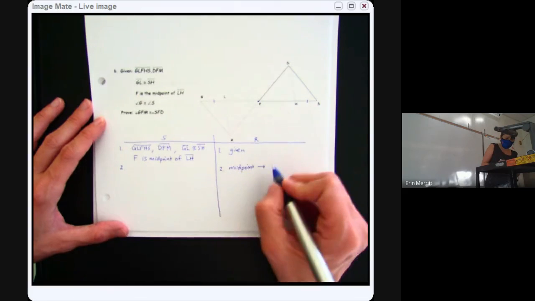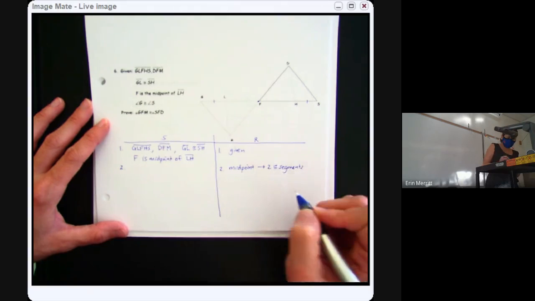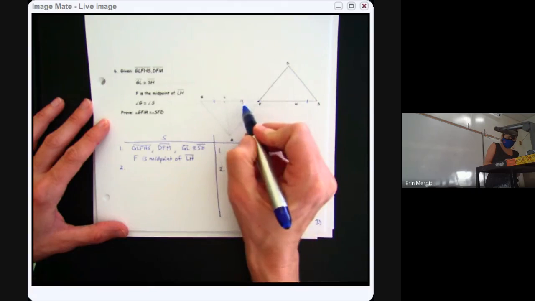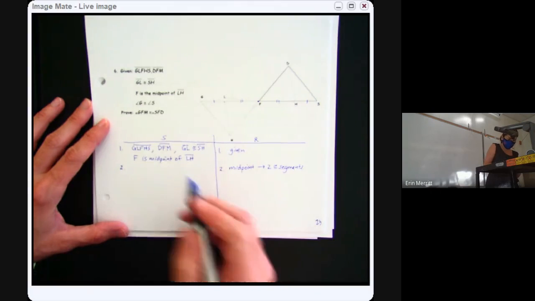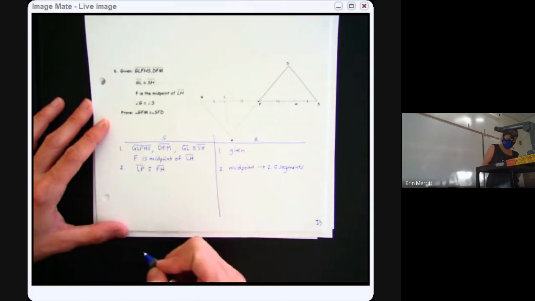So midpoint implies 2 congruent segments. And so in the diagram, if L to H is my segment, then I should have this segment here, LF, congruent to FH. All right.